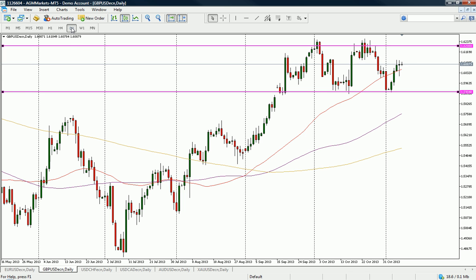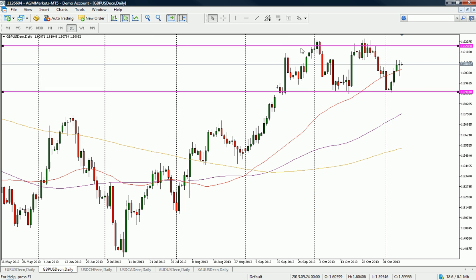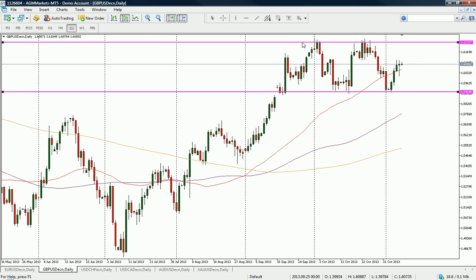For any clear direction, I suppose we need a weekly candle close. But if you bring the daily up here, then we need a daily candle close outside of these levels for it to get some sort of momentum either side.